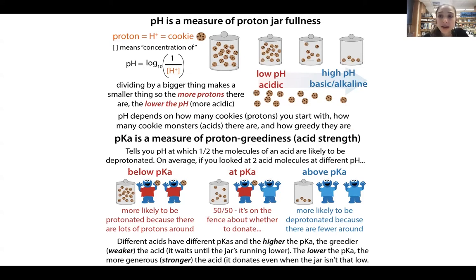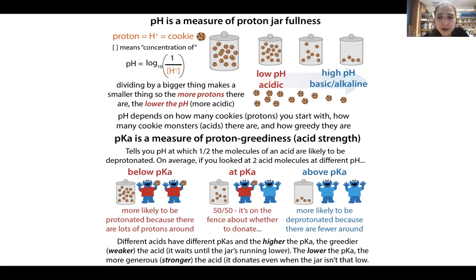Well, it depends how greedy those cookie monsters are. Even if all the cookie monsters came with cookies, they're not all going to be as willing to share their cookies. Some of them are what we call strong acids. It doesn't matter to them if the cookie jar is already full, they just overfill it, right? Because they're super, super generous, not greedy at all. They don't want those cookies, they came to share them.